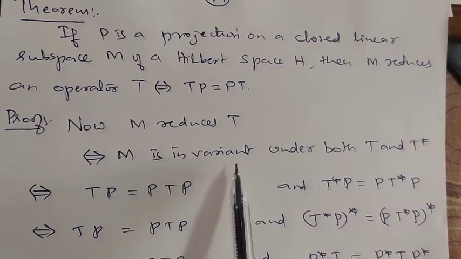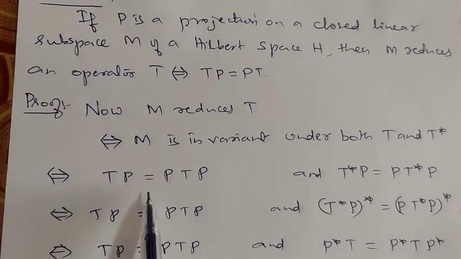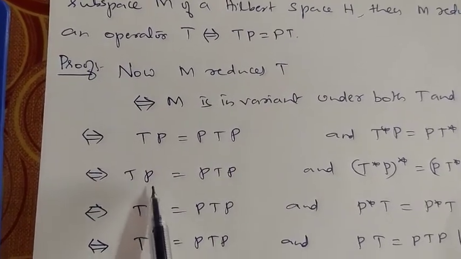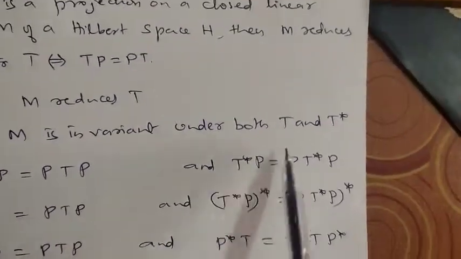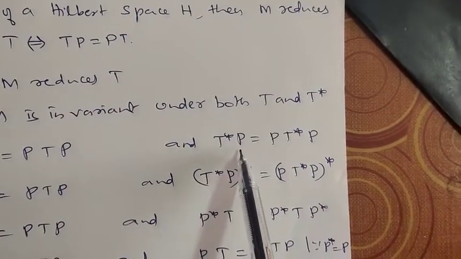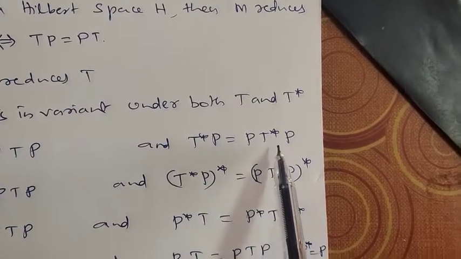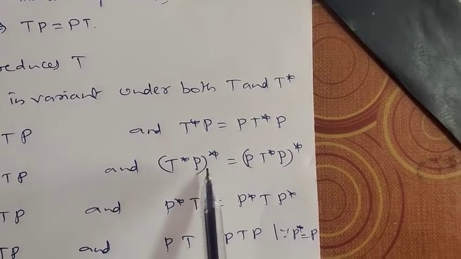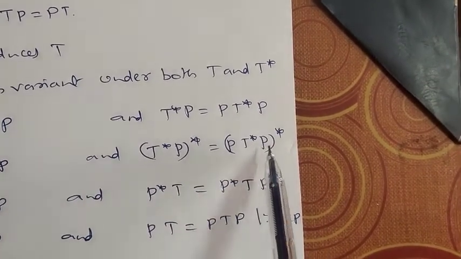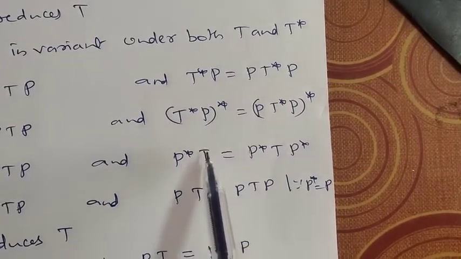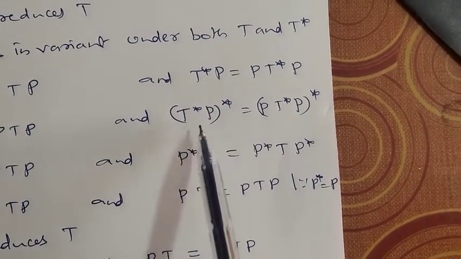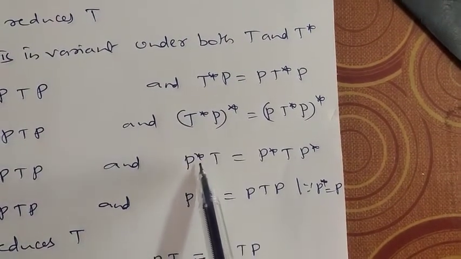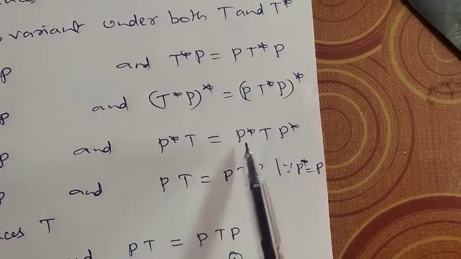Now M is invariant under T means, as we have proved, TP is equal to PTP. And M is invariant under T star means, according to the theorem, T star P is equal to P T star P. So you take the adjoint of this: (T star P) whole star is equal to (P T star P) whole star. This can be written as P star into T, because the star reverses, (AB) whole star is B star into A star. So accordingly this becomes P star into (T star) whole star, which is T, equal to P star, (T star) whole star, which is T, P star again.